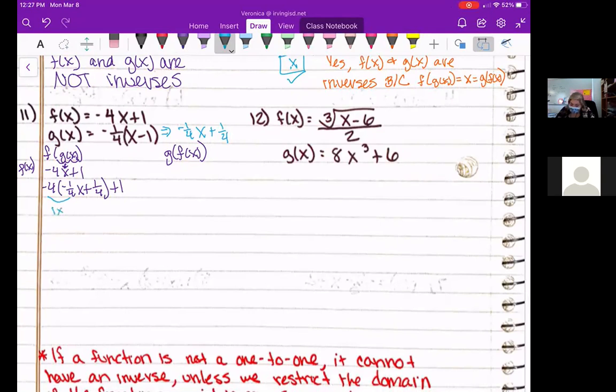So we have 1x. Negative 4 times 1 over 4, again, are almost inverses of each other. Positive and a negative is a negative. And we have a 1. 4 times 1 over 4 is 1, right? Then we bring down our plus 1. Well, what's going to happen with this negative 1 and plus 1? They're inverses of each other, right? So that means we end up with x.